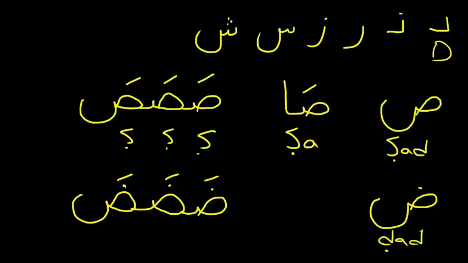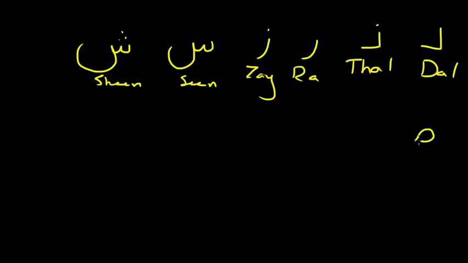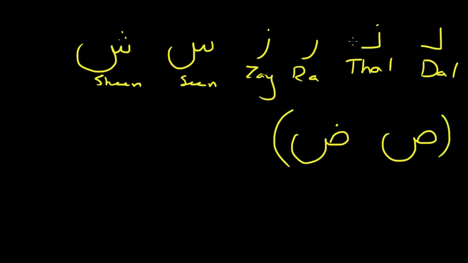And so to summarize, let's review all the letters that we've gone over today. This is a dal. Dal. Ra. Zay. Seen. Sheen. Sod. And Dod. So you can see this is a family, this is a family, this is a family, and this is a family.